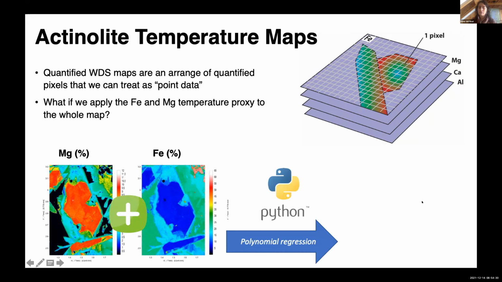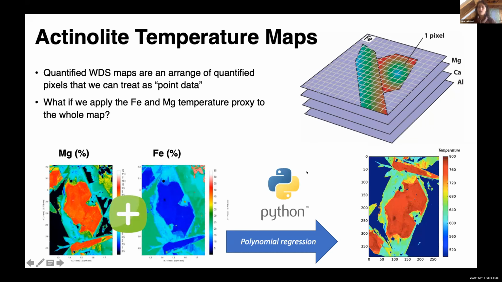We applied a polynomial regression using Python, the same one that was used in the 2008 paper. And we finally get these really amazing temperature maps on actinolite. And we can see that each pixel represents a temperature in Celsius degrees, again, with this plus or minus 25 degrees Celsius. And we can immediately see that the core of these grains is quite higher temperature than the overgrowth, and that we see very complex textures in terms of temperature.